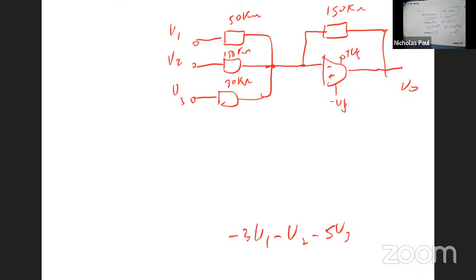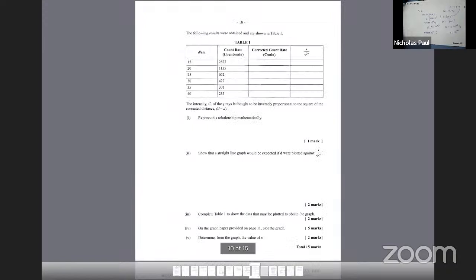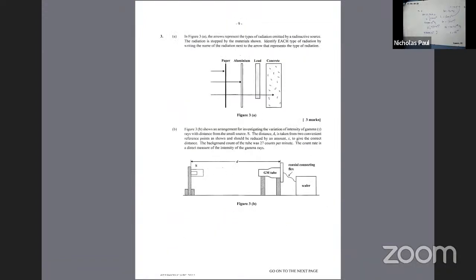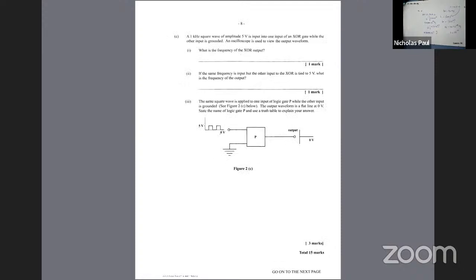All right, let's try this one here. This is a more recent year, 2011. First part is we have to connect up the logic gates. We can leave out logic, that's the analog part alone.